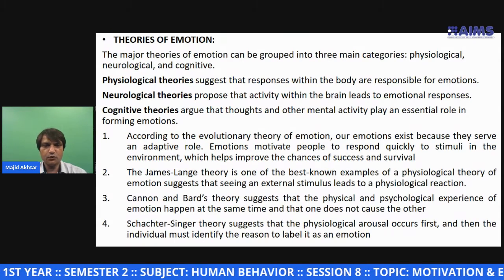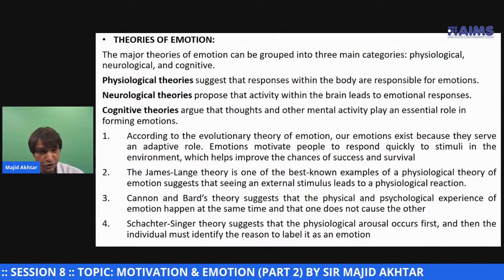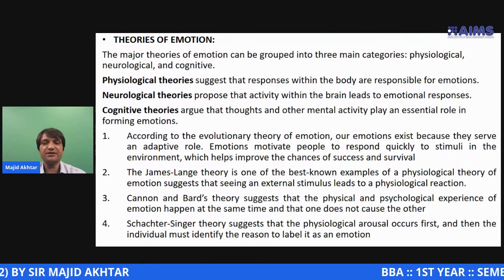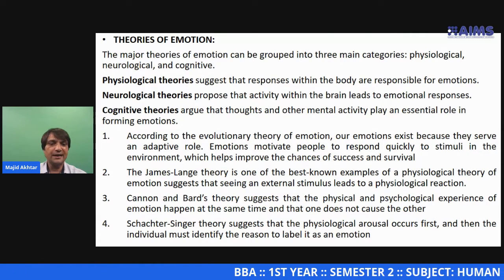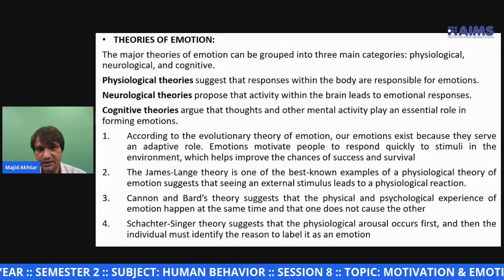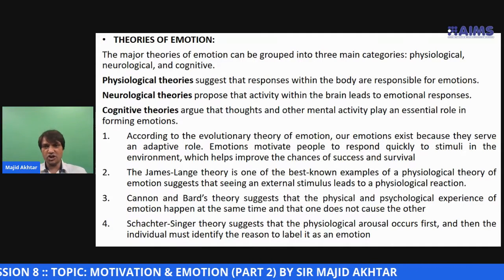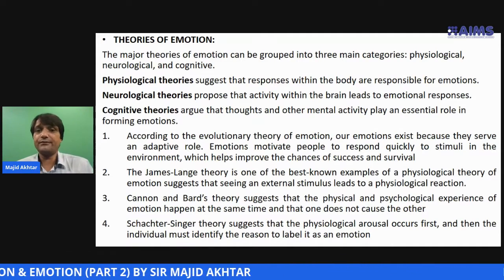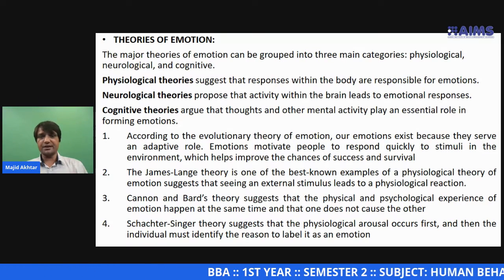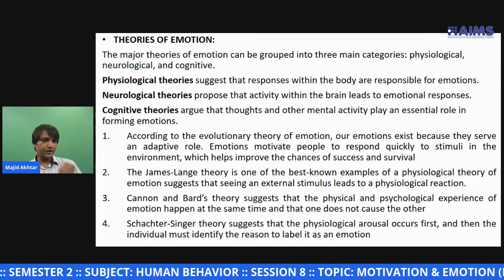So the first theory we are going to shed a little bit of light upon is the evolutionary theory. According to the evolutionary theory of emotion, our emotions exist because they serve an adaptive role. You see, adaptive role. What do we mean by adaptation? It is that we get ourselves acclimatized or changed according to the environment. You must have this understanding that there are people who can easily adjust in new environments. There are certain people who cannot adjust in new environments.